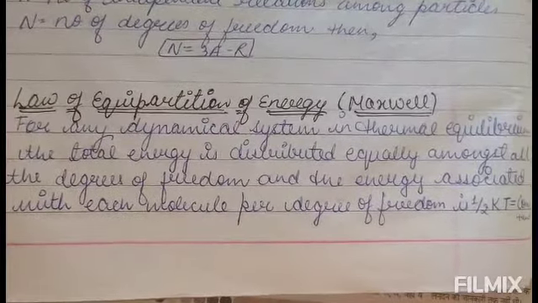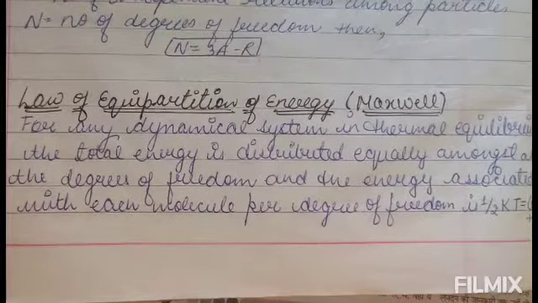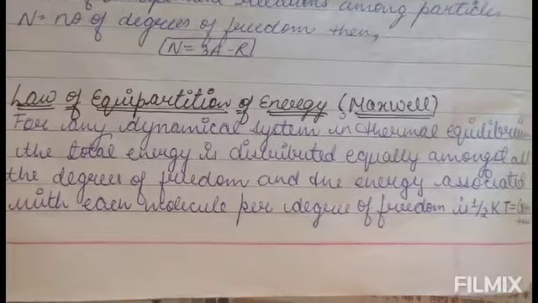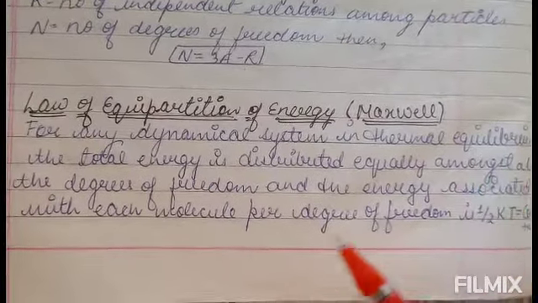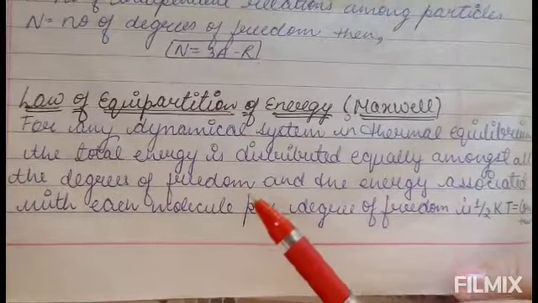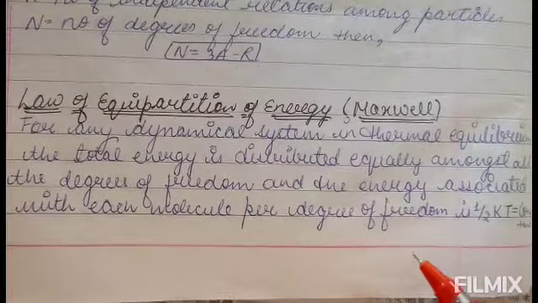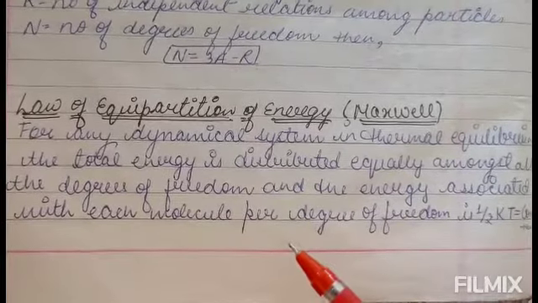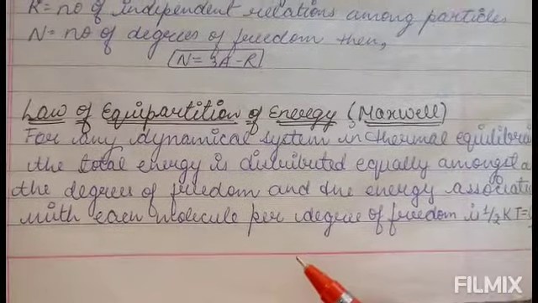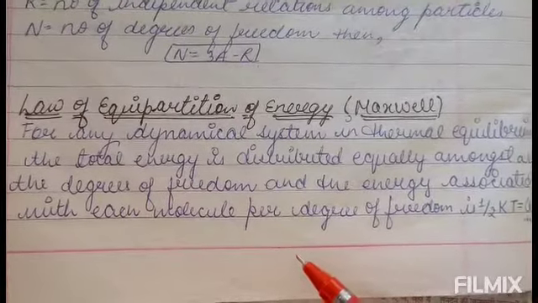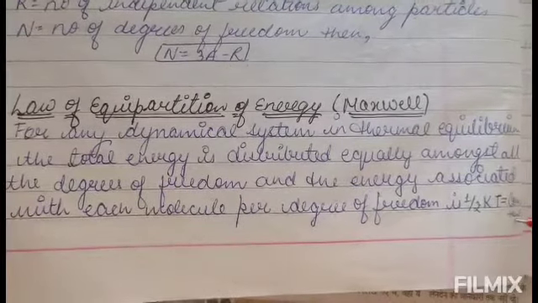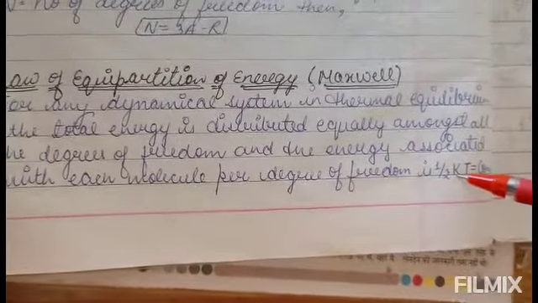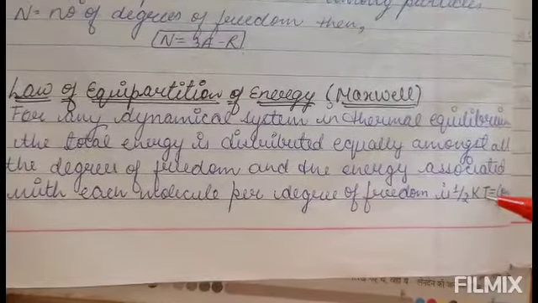Law of equipartition of energy, also called Maxwell's law of equipartition of energy. For any dynamical system in thermal equilibrium, the total energy is distributed equally amongst all the degrees of freedom, and the energy associated with each molecule per degree of freedom is given by half kT, that is equal to a constant. Here k is the Boltzmann constant and T is the temperature.